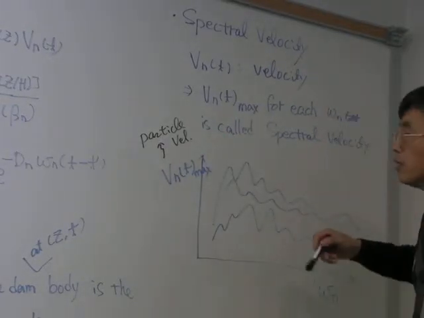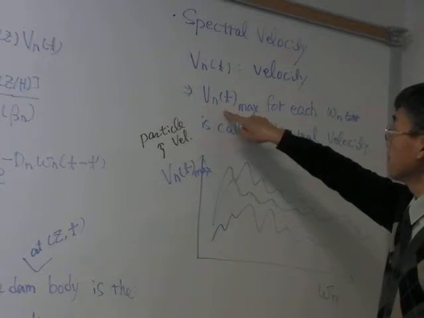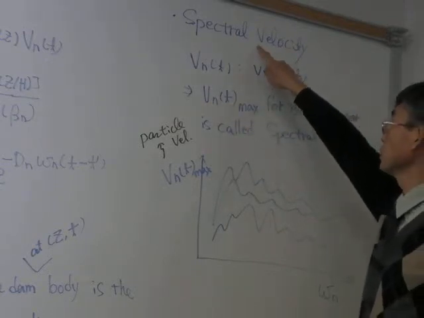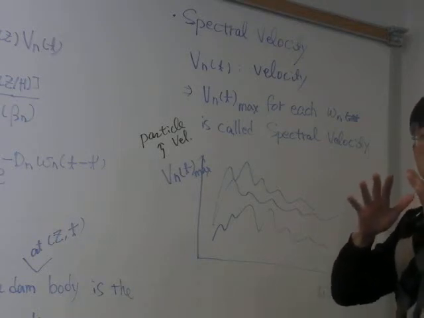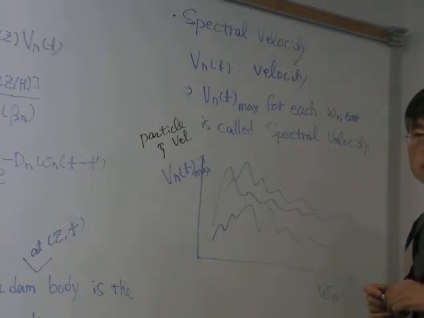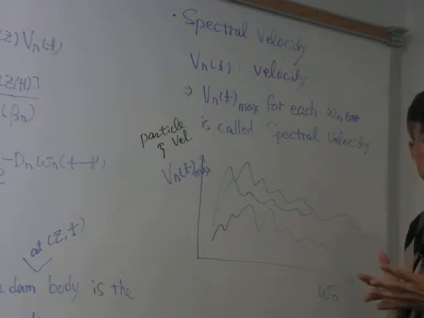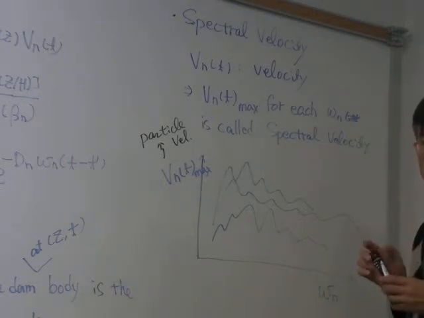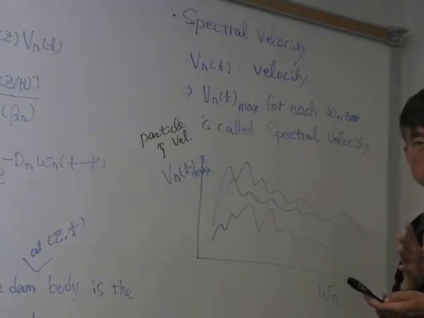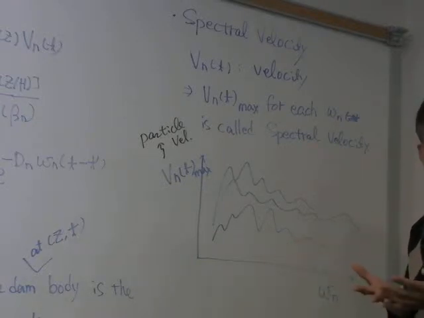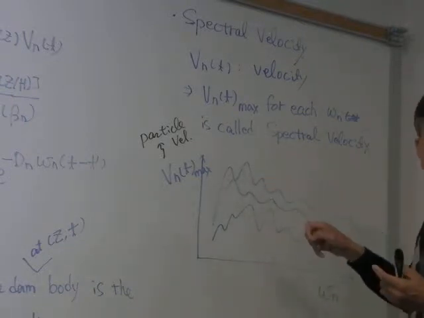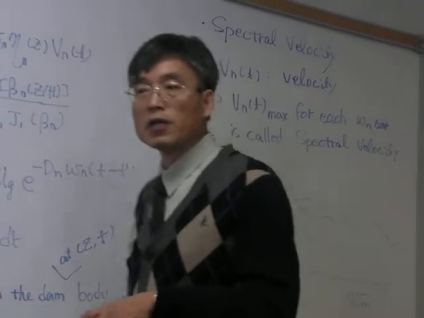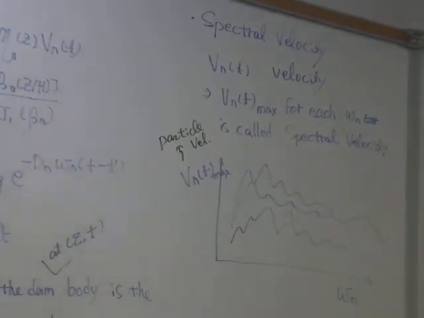So this one is usually particle velocity. But the reason why we call this specific particle velocity the spectral velocity is, okay, again, dam is a structure. Every structure has its own resonant frequency, right? Again, resonant frequency may not be only a single frequency. Depends on several different factors. It may have several different resonant frequencies.